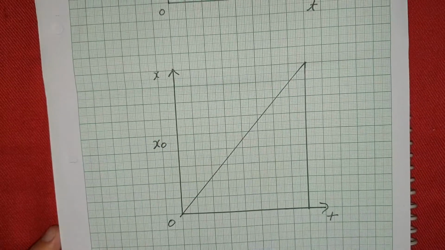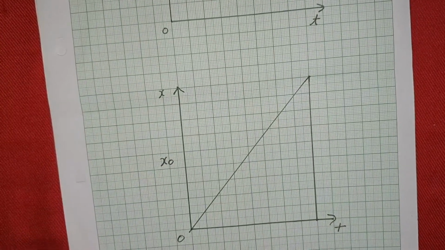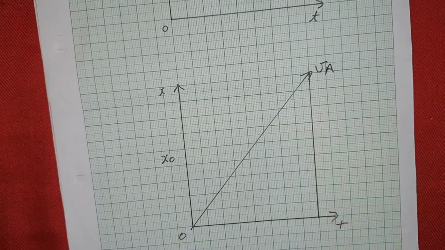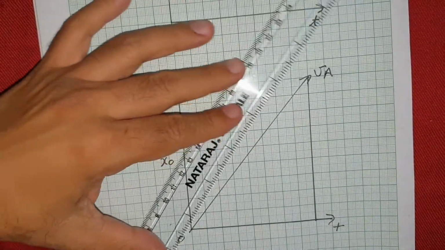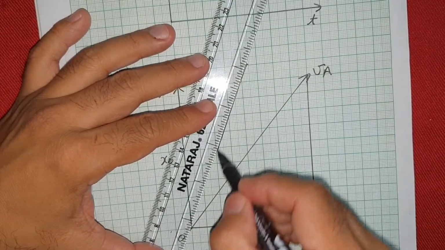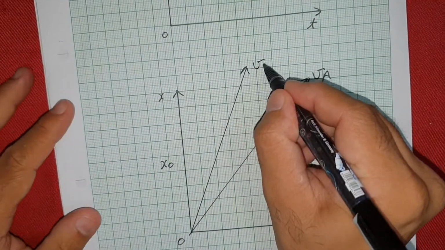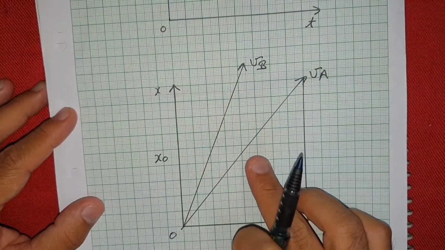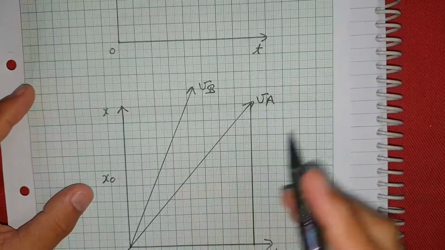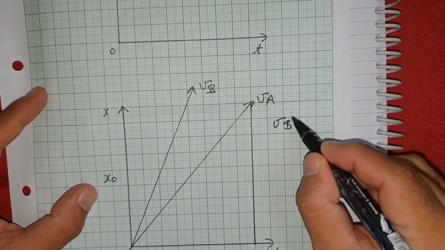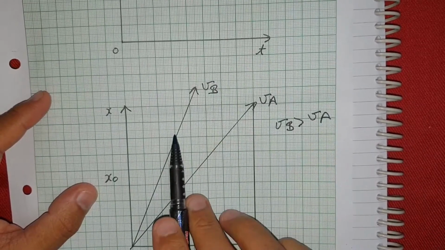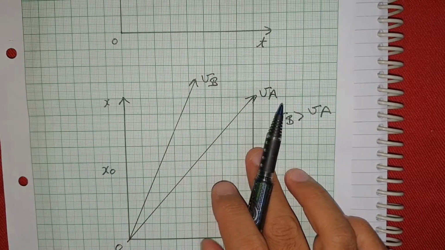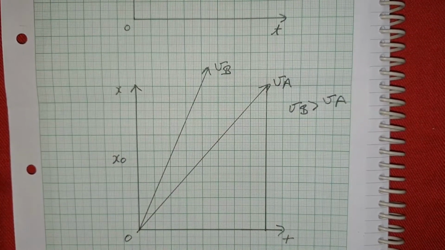Now, one more point: steeper the slope, more is the velocity. Now, you consider this as the velocity VA and consider this as the velocity VB. Now, since VB is steeper than VA, this VB is greater than VA. That means the velocity of object B is more than the velocity of object A, since this has a steeper slope.